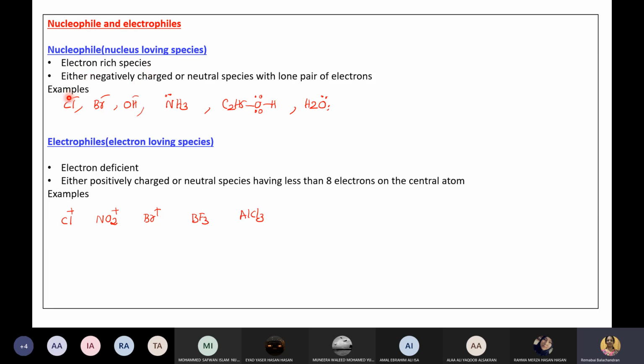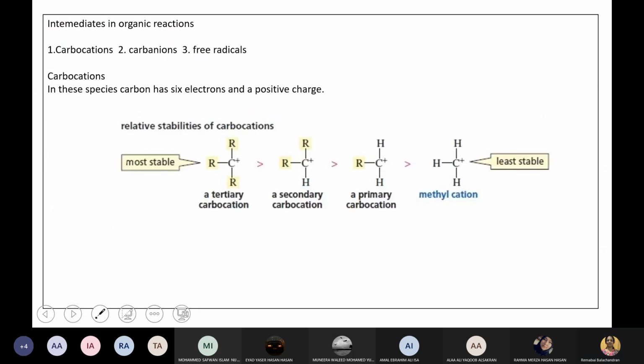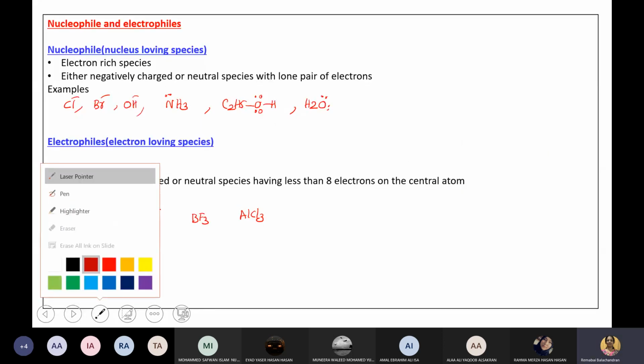Either they have a negative charge, see Cl minus, Br minus, OH minus, okay? Or there is no charge, but it has a lone pair. Look here, this is alcohol, C2H5OH, it has 2 lone pairs. In the exam, I will not give you the lone pair, so you need to know that. Did you understand what I meant?